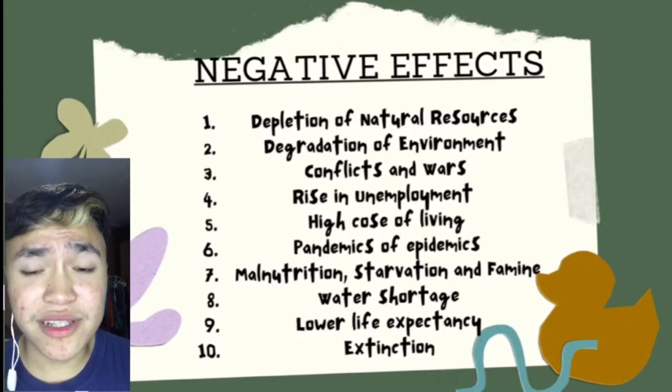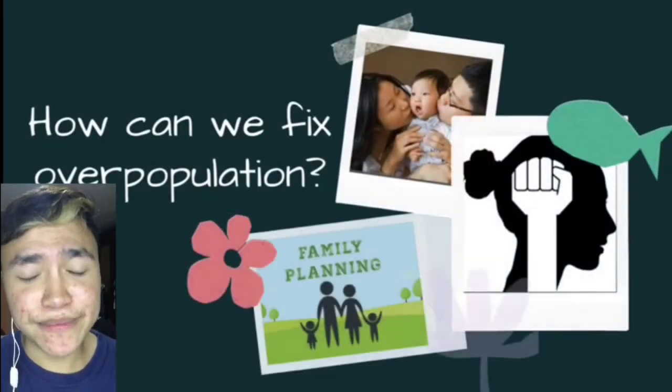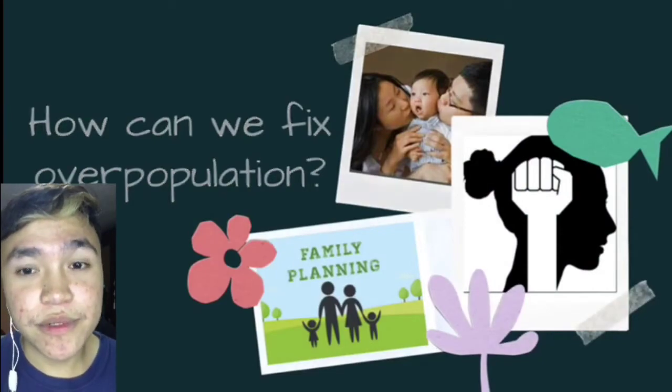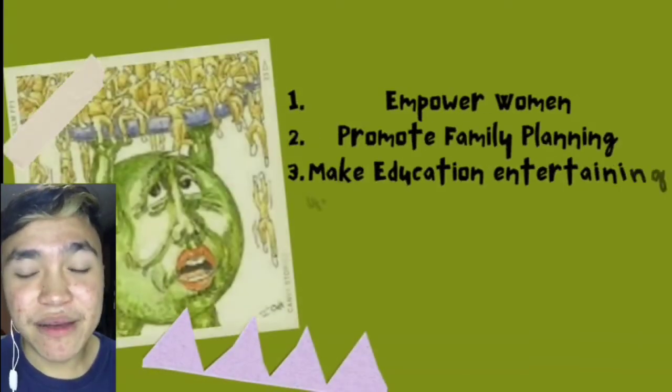So these are only a few, there's a lot, so just be aware. Now, how can we fix overpopulation? I'll just read some of the possible solutions, and these are only based on research.